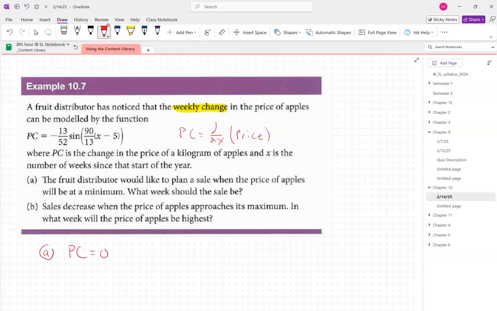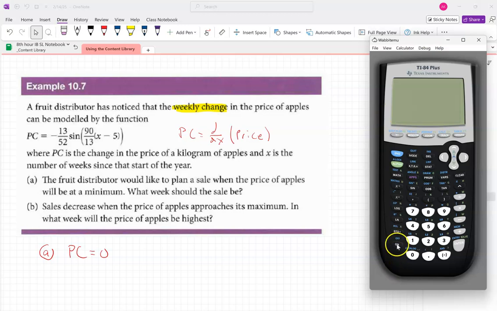Do you think I'm going to solve this thing by hand? I don't want to do that. What am I going to do instead? I'm just going to graph this.